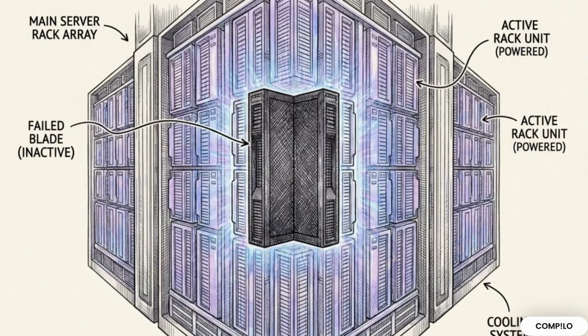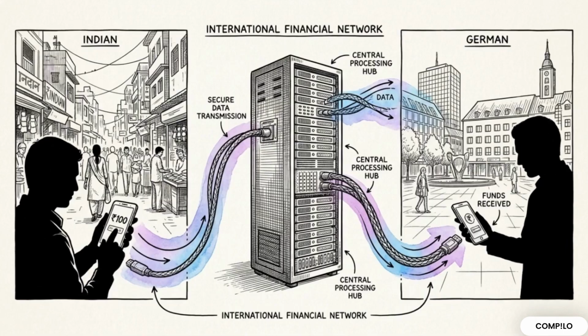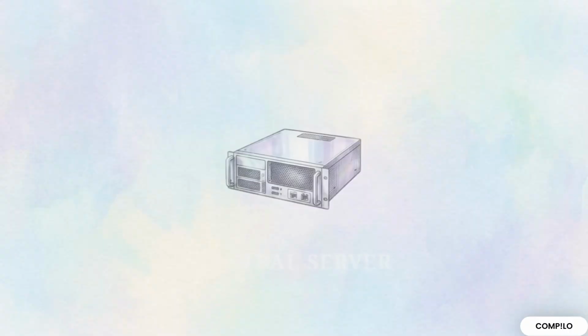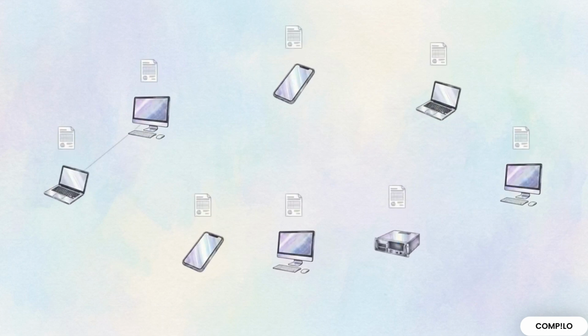Returning to that 100 rupee digital transaction, the trust between those two strangers is built on top of the network components we just explored. Blockchain is a distributed system. There is no central computer holding a master copy. Instead, thousands of independent nodes hold an identical ledger.